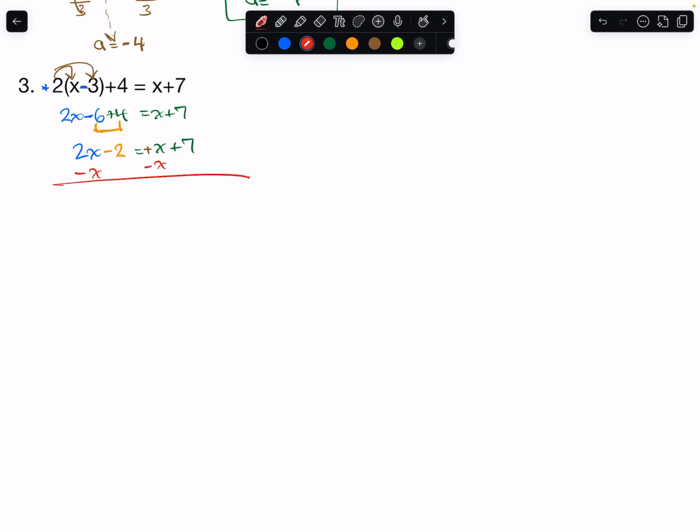2x minus regular x, which is the same as saying 1x, would give us x. Because opposite signs subtract, 2 minus 1 is still 1. Carry the variable x. And which sign would it be? A positive or a negative? It will be positive because the 2 is bigger than the 1. Bring everything else down.